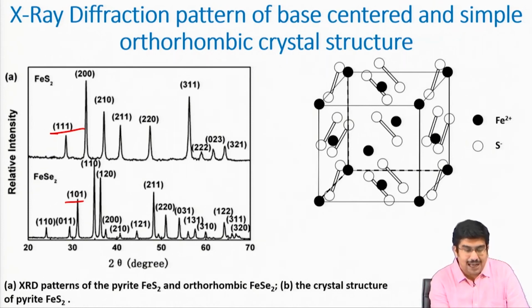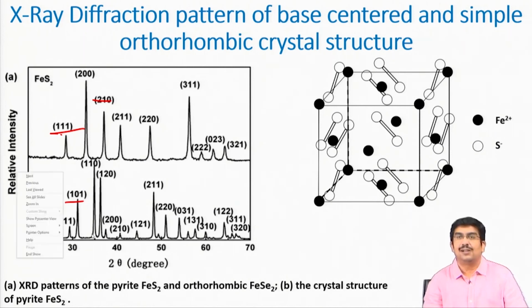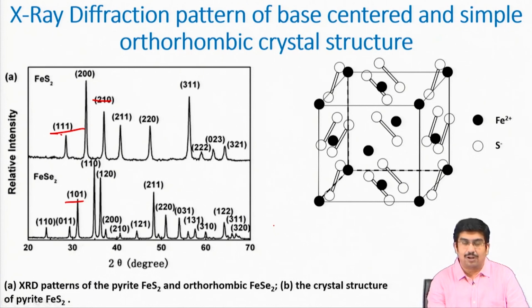You can see for iron sulfide, which is the base centered one, we are getting diffraction from the 111 peak, from the 200 planes, and from the 210 plane. This is a little odd because we should not get 200 planes, but anyway, there must be some other factors. For iron selenide, which is the simple orthorhombic, we are getting a peak from 110 planes, which is not allowed for FeSe. This is a little problem, I think.